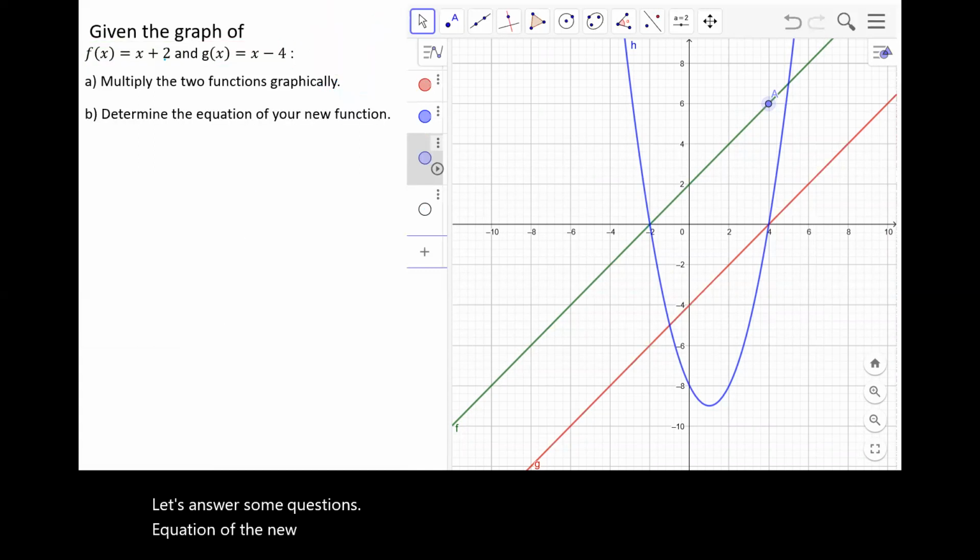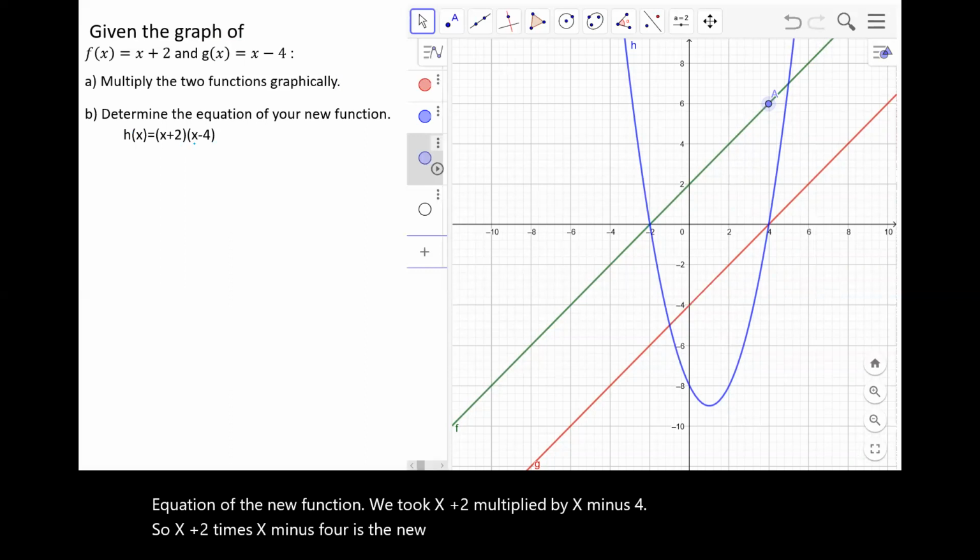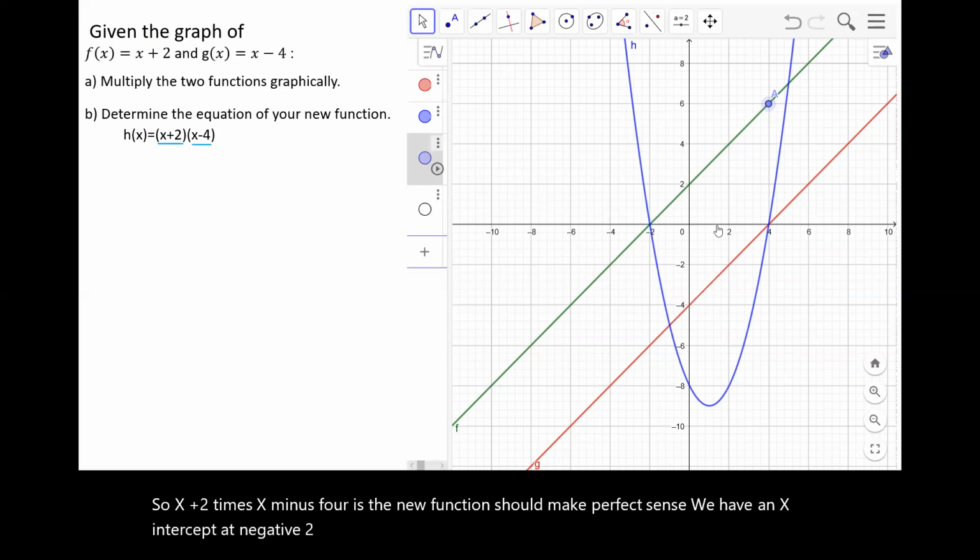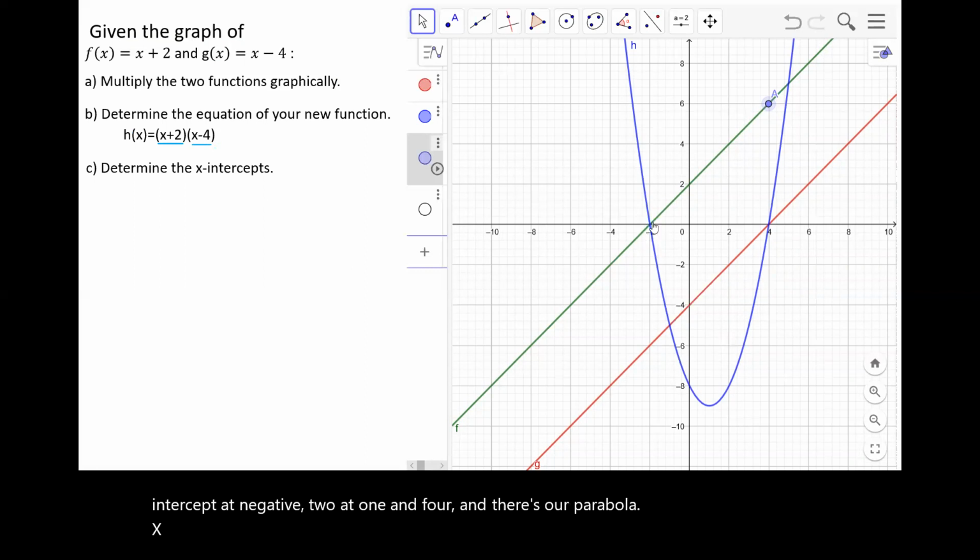We took x plus 2, multiplied it by x minus 4. So x plus 2 times x minus 4 is the new function. Should make perfect sense. We have an x-intercept at -2, at 1 and 4. And there's our parabola. X-intercepts. The blue graph has an x-intercept at -2 and 4, which is exactly what we expected.